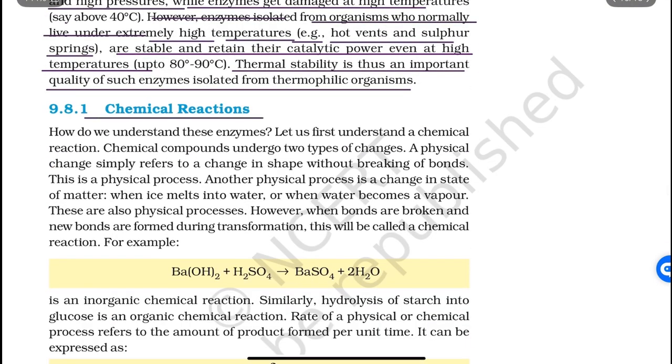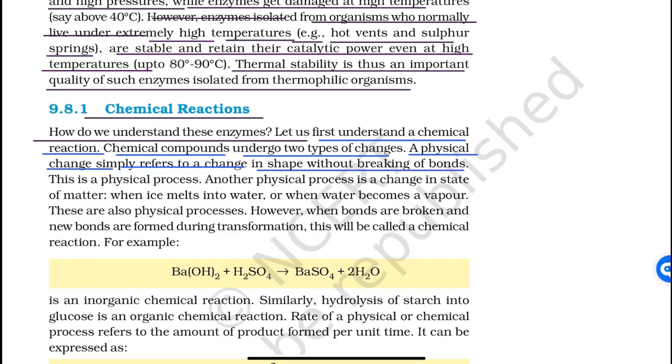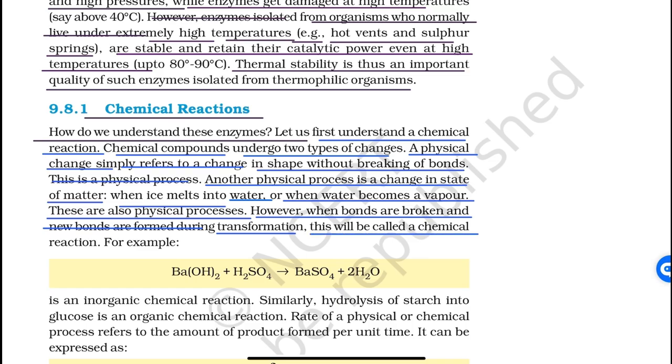Next is chemical reactions. How do we understand these enzymes? Let us first understand a chemical reaction. Chemical compounds undergo two types of changes. A physical change simply refers to a change in shape without breaking of bonds. Another physical process is a change in state of matter. When ice melts into water, or when water becomes a vapor, these are also physical processes. However, when bonds are broken and new bonds are formed during transformation, this is called a chemical reaction.